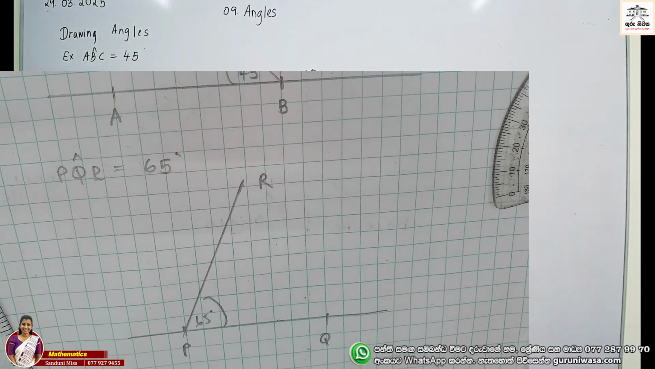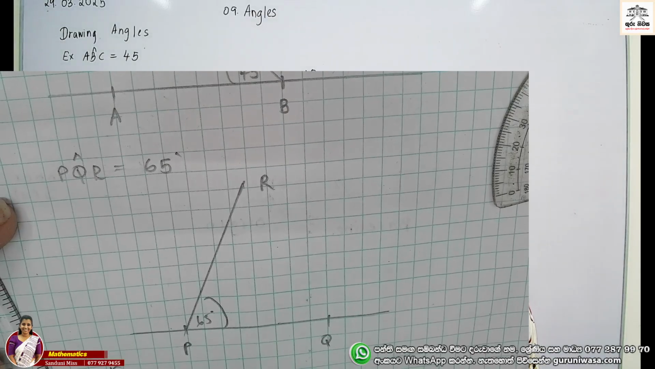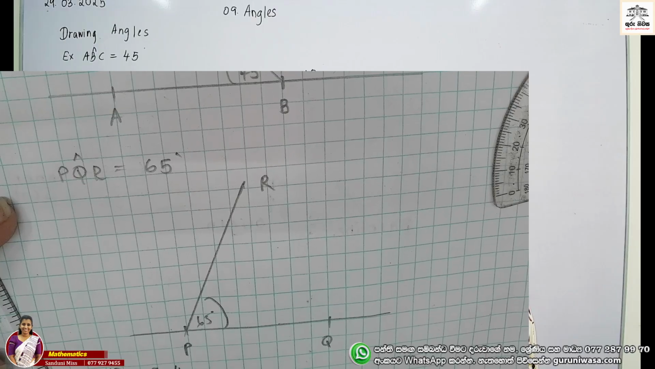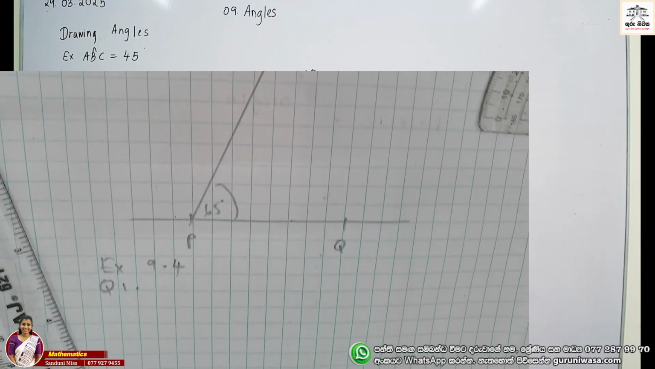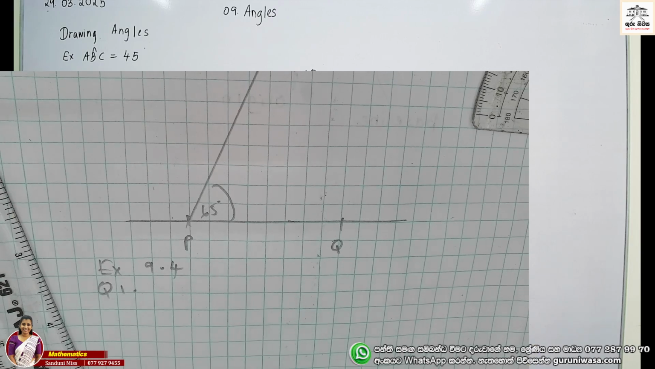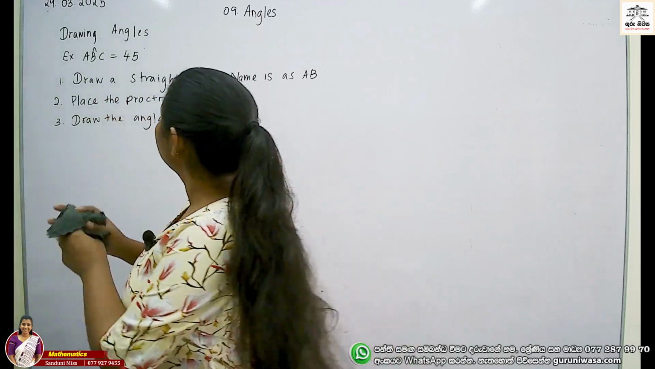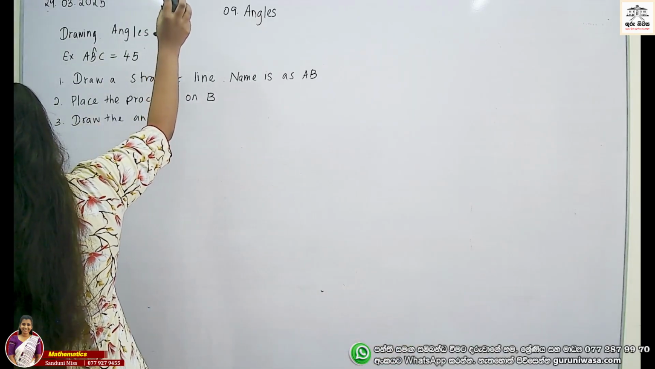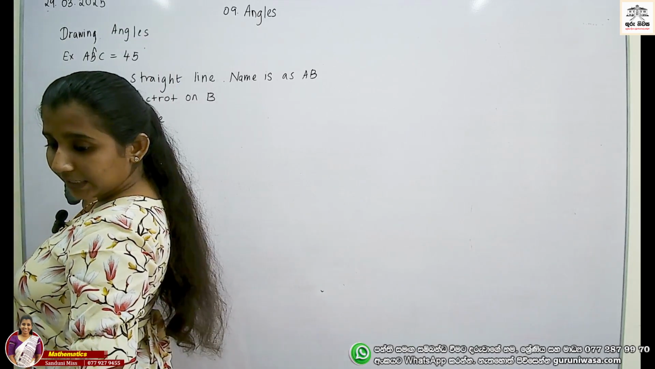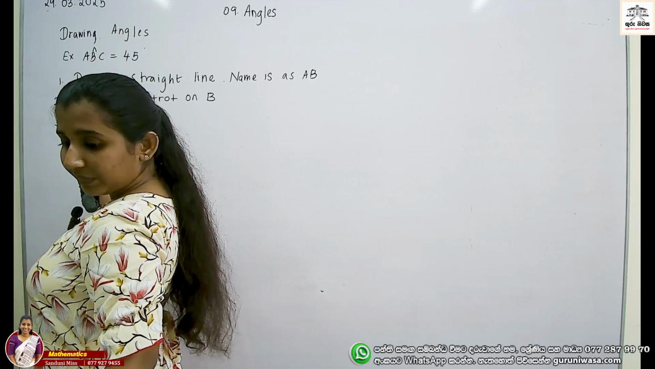Right. So you can do exercise 9.4, question number 1 as homework. Right. I hope you can understand drawing angles. Then we have to learn how to draw reflex angles.